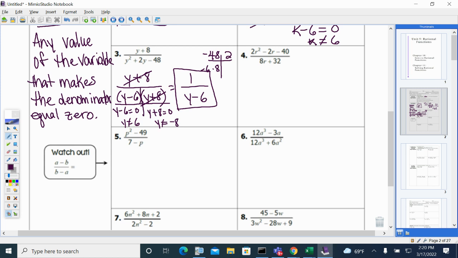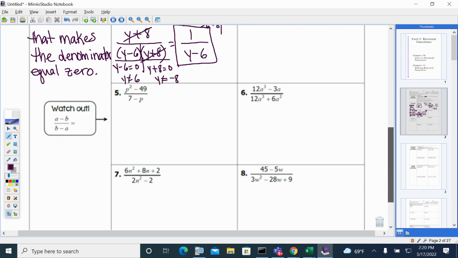I want to look now at number 5. P squared minus 49 divided by 7 minus p. The numerator is the difference of squares, and it's going to factor into p minus 7 times p plus 7. And if you notice my denominator, 7 minus p, is not quite like the p minus 7. And there's a little box here that says watch out for a minus b over b minus a. Those are not common binomial factors.